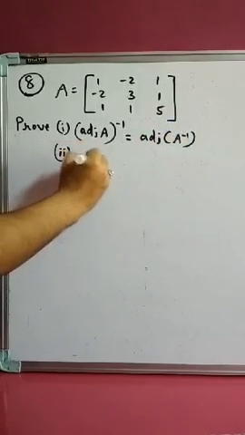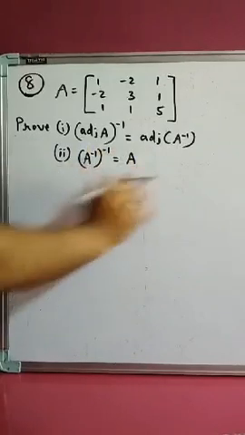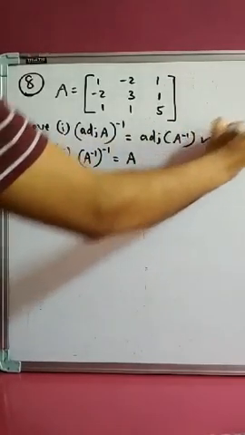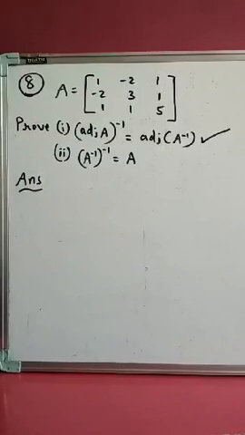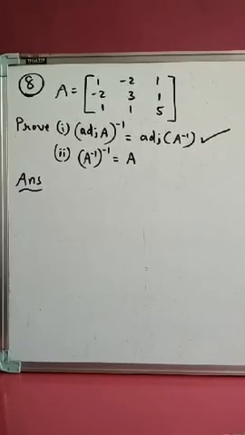Second thing, (A inverse) inverse is equal to A. I hope all of you are very familiar with this second one, but this first one, (adjoint of A) inverse is equal to adjoint of (A inverse). Okay, now listen to me very carefully.